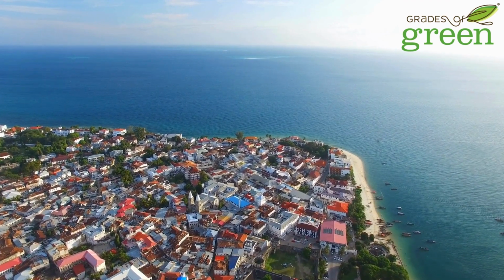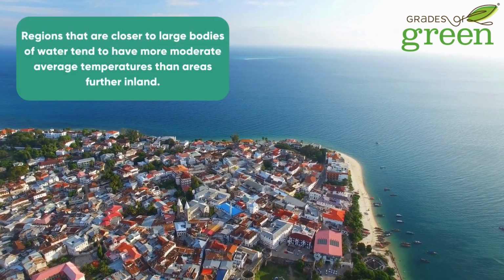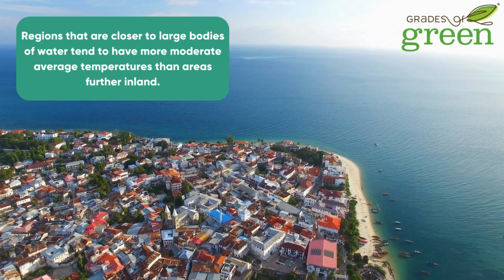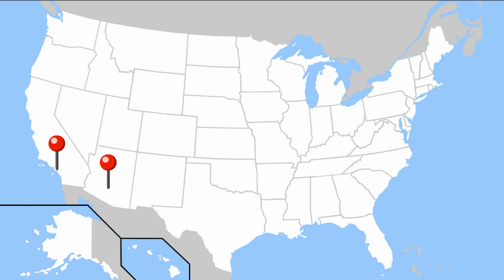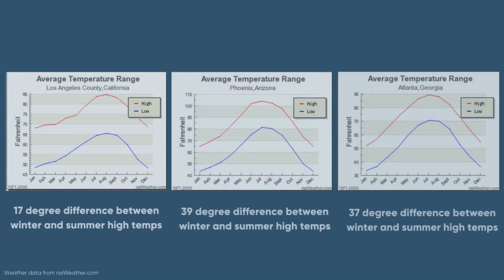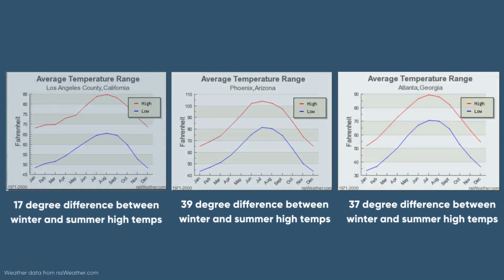Because water holds onto heat efficiently, regions that are closer to large bodies of water tend to have more moderate average temperatures than areas further inland. For example, Los Angeles, California, Phoenix, Arizona, and Atlanta, Georgia all lie on similar latitudes, but LA's proximity to the Pacific Ocean leads to much more stable yearly temperatures.